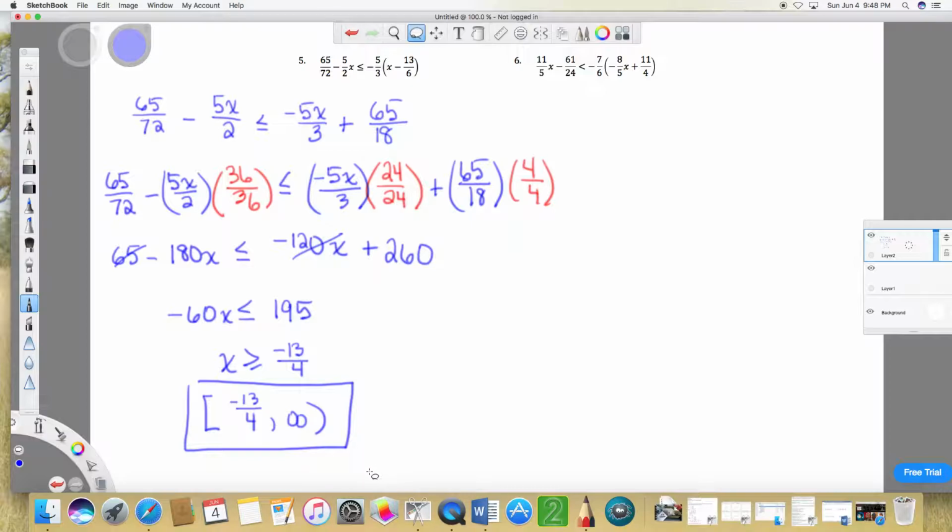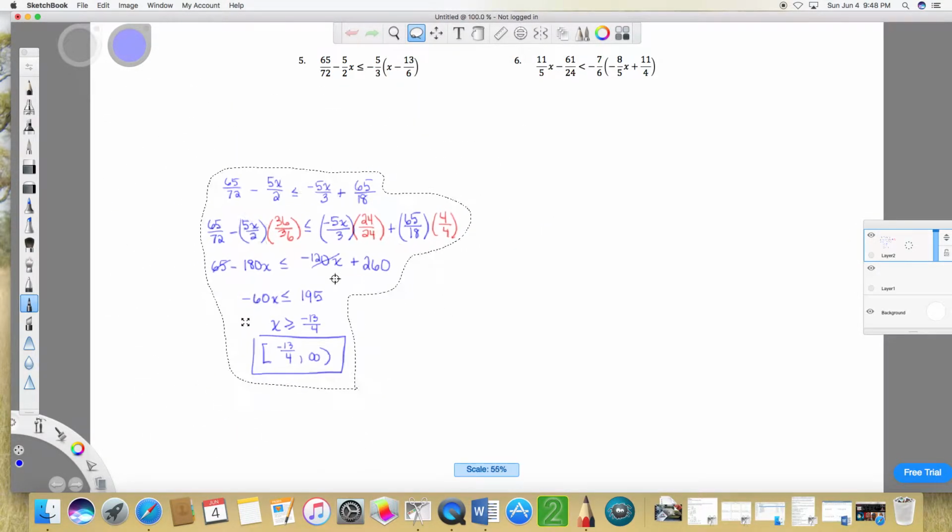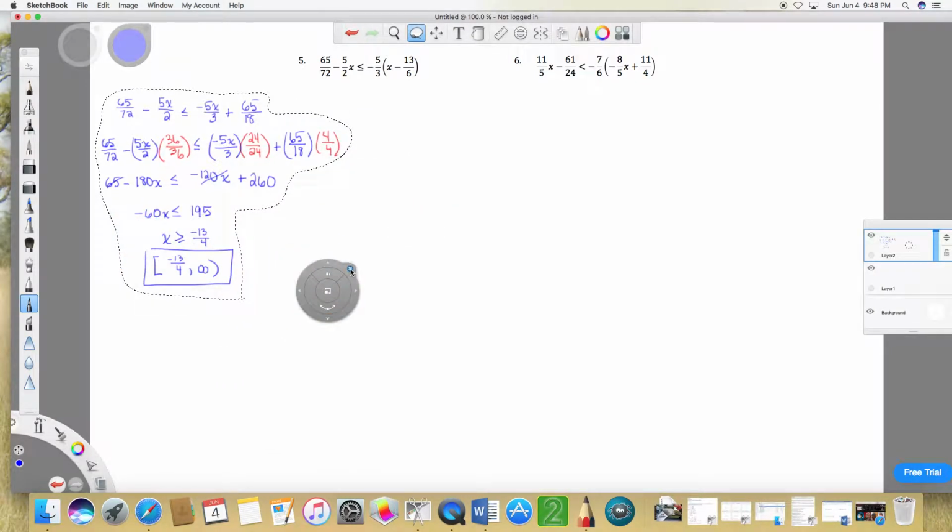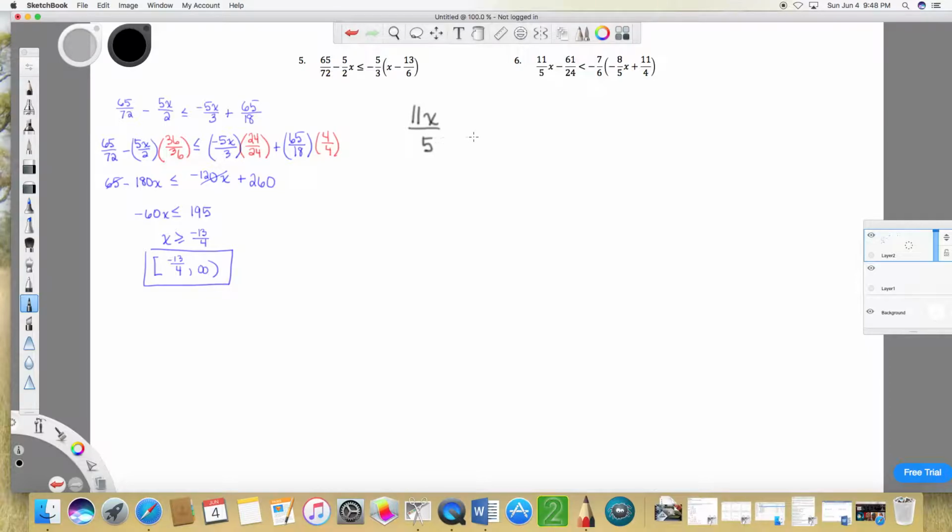Let's shrink this up a little bit so I'll have more room for number 6. So if we take a look at number 6, let's leave the left-hand side alone for a minute. We've got 11x divided by 5 minus 61 over 24. If I distribute this negative 7 over 6 to both terms, what do I have? Well, I have a positive 56x over 30 minus 77 over 24.